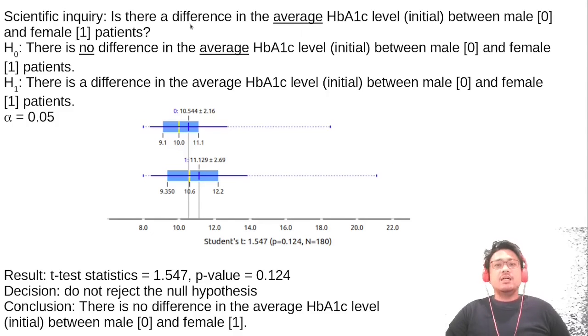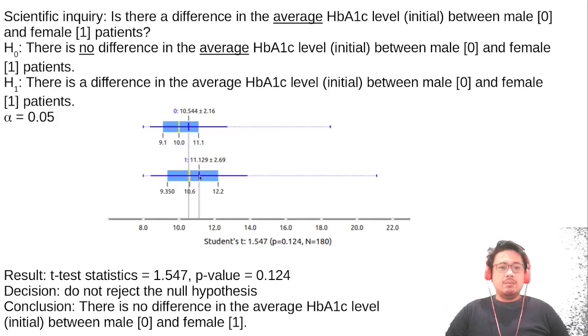Next, is there a difference in the average initial HbA1c level between male and female patients? Null hypothesis, there is no difference. Alternative, there is a difference. Here in our box plot, 0 is male. Their average is 10.544 with a dispersion of 2.16. 1 is for female. Their average is 11.129 with dispersion of 2.69.